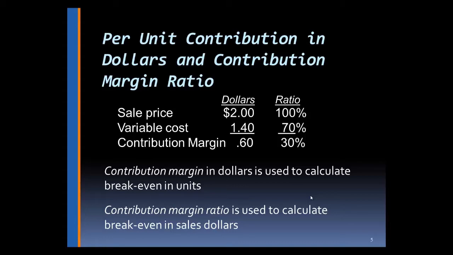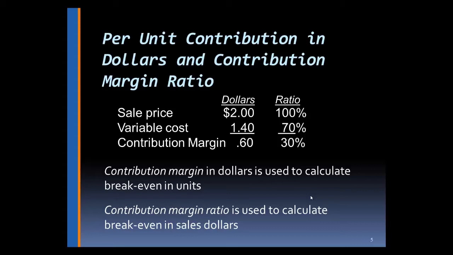In order to arrive at the break-even, we need to learn how to calculate the contribution margin and the contribution margin ratio. Here's a schedule that's got two columns in it, dollars and ratio. The sales price per unit is $2. The variable cost is $1.40. The contribution margin is 60 cents. So this means that for every unit that is sold, it contributes 60 cents toward covering the fixed costs, taxes, and providing a net profit. So the term contribution is very appropriate because it contributes to covering the fixed costs, taxes, and providing the net profit.